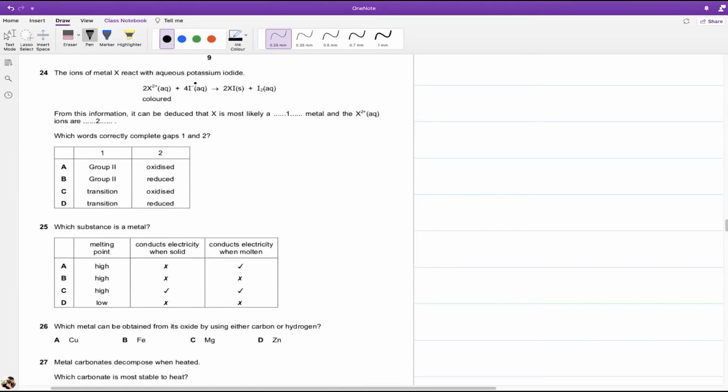The ions of metal X react with aqueous potassium iodide. All right. From this information, it can be deduced that X is most likely a group 2 metal. But then you see that it is colored. So it's more likely a transition metal. And the X2 positive ions go from here to here. What's happening? Iodide has negative 1. X has positive 2. But over here, X has positive 1. So they are being reduced. So it is colored, so it must be a transition metal. But the charge is going down, so it is clearly reduced.